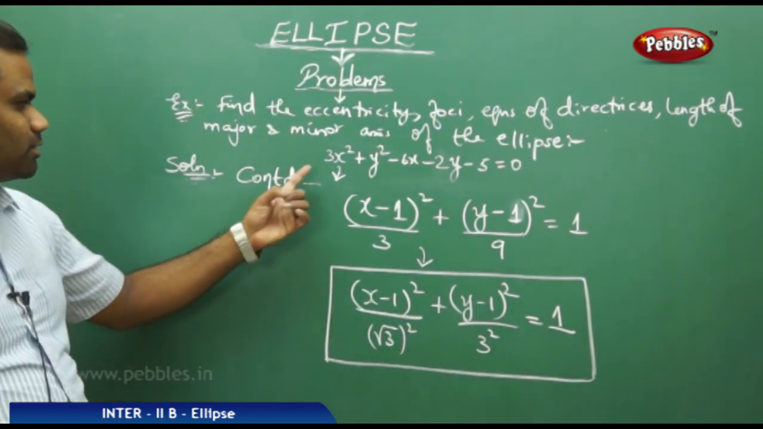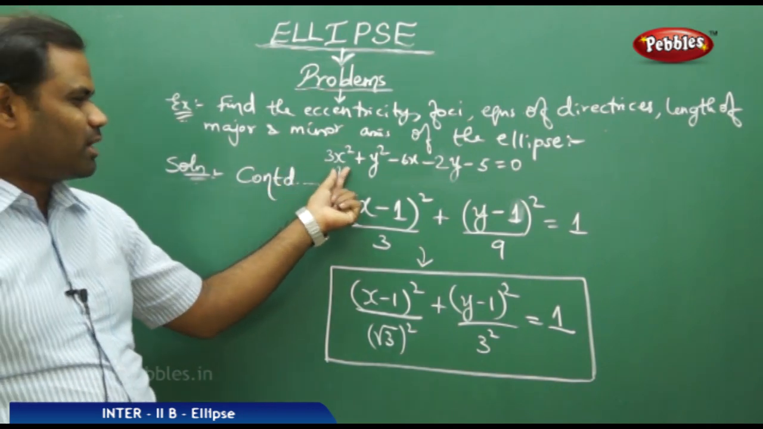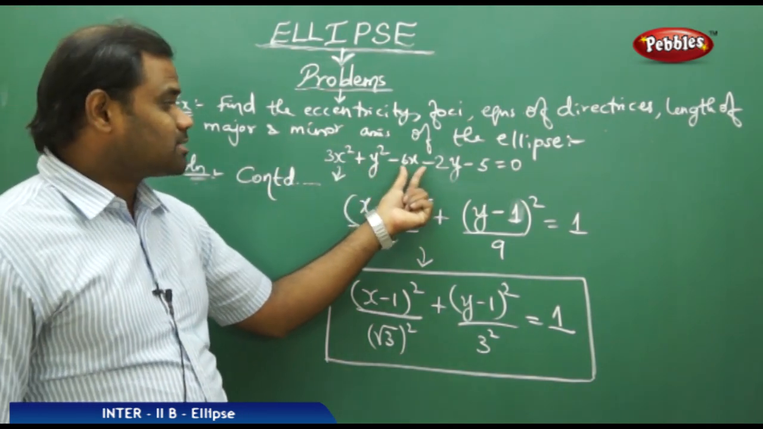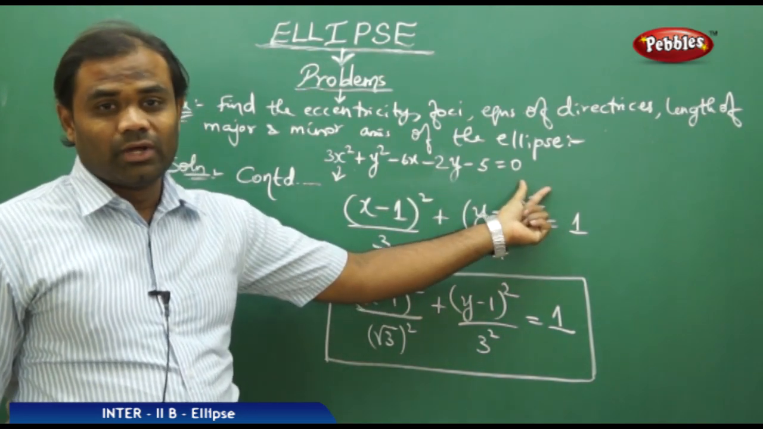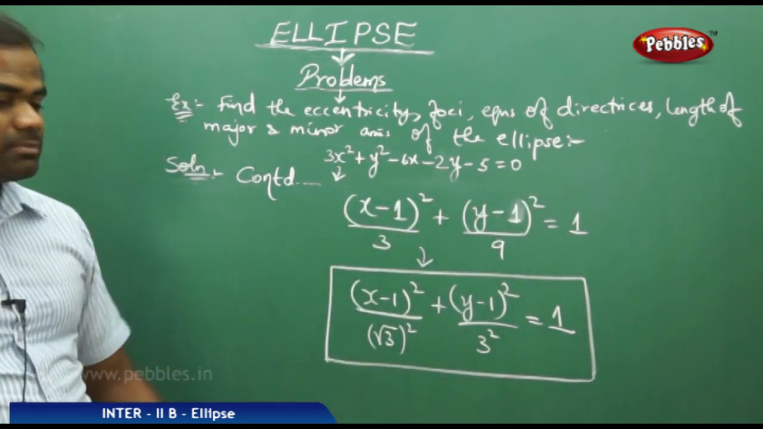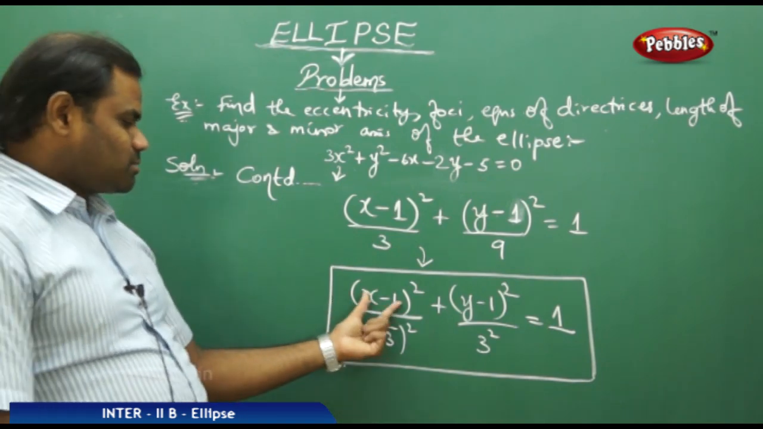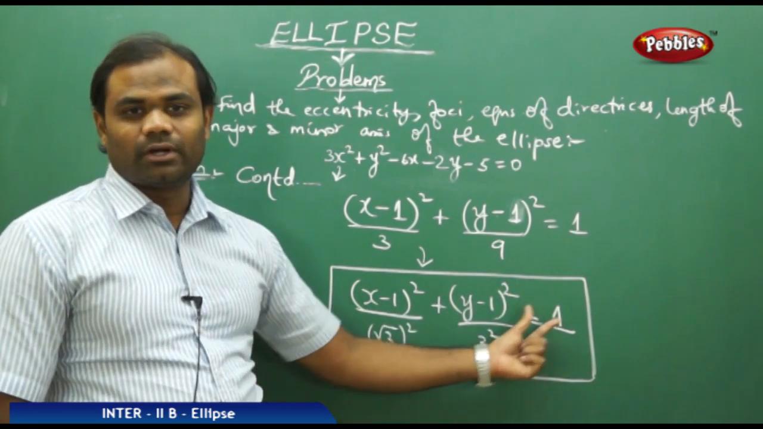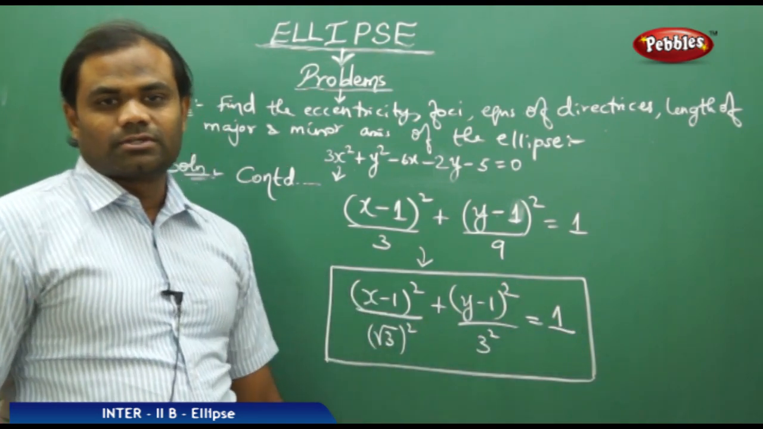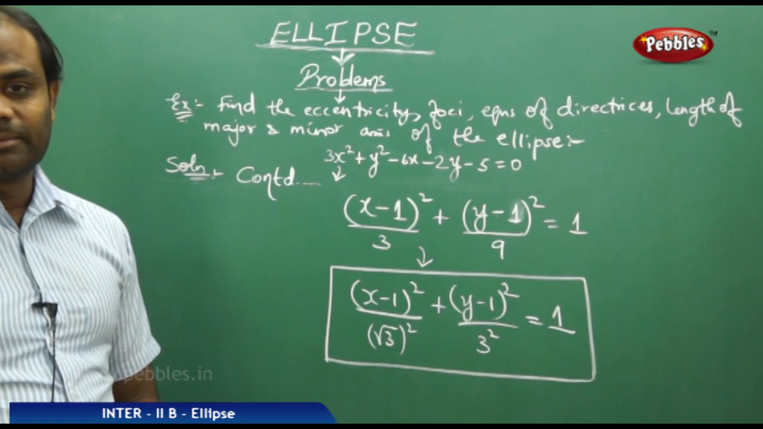Because the equation which is given in the form 3x square plus y square minus 6x minus 2y minus 5 equal to 0 has been simplified to the form (x minus 1) whole square by root 3 square plus (y minus 1) whole square by 3 square equal to 1, which is the standard form representation.